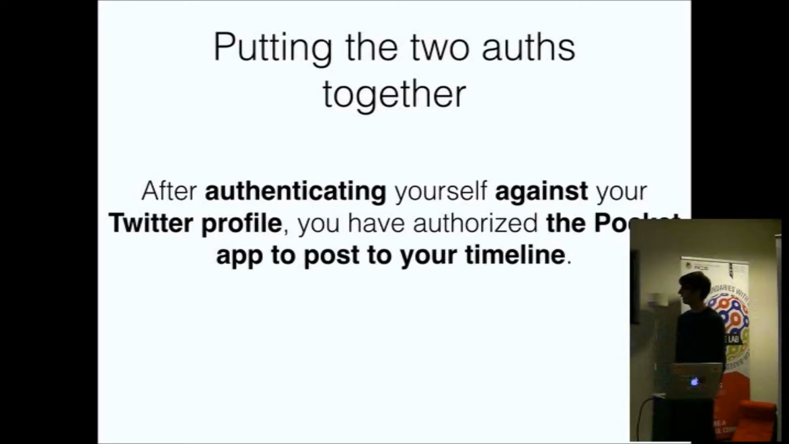Or, to cite an example that is more relevant to the presentation, what I'm going to show: if I've authenticated myself against my Twitter profile, then I can authorize a third party, for example the Packet app, to post to my timeline. So then the Packet app becomes authorized to post in my name, on my behalf.